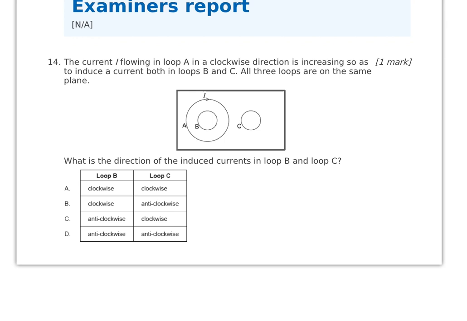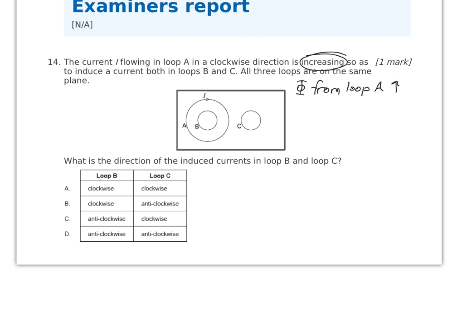Okay, 14. So it says the current I flowing in loop A is increasing. So if the current is increasing, then the magnetic field caused by that current is also going to increase. And it's an increasing current, so that's an increasing flux. That is a flux change. So then there's going to be an induced magnetic field and current in B and C.